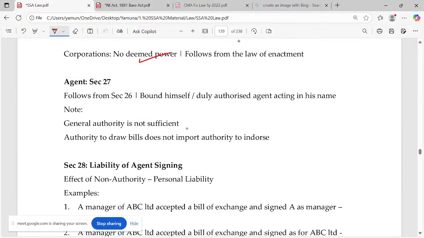Corporations, no deemed power, follows from the law of enactment only. So it has to be properly stated in the articles of association and all. Agent, section 27 just follows from section 26. Whatever we did with the law of agency, just follow that one.